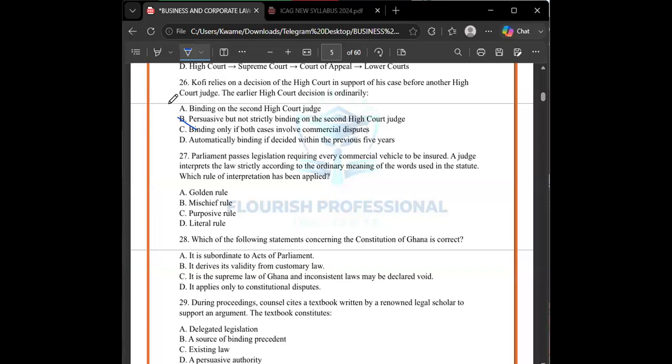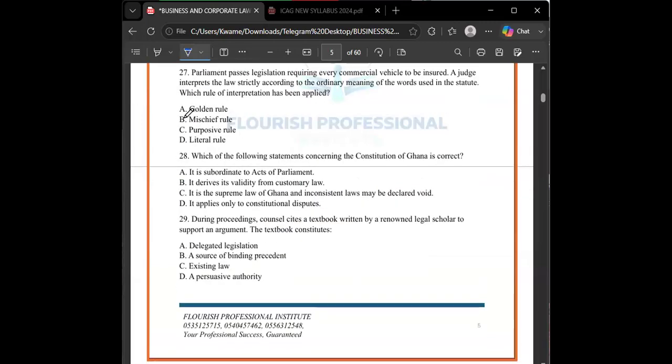So the answer is B. Let's move on. Question 7.